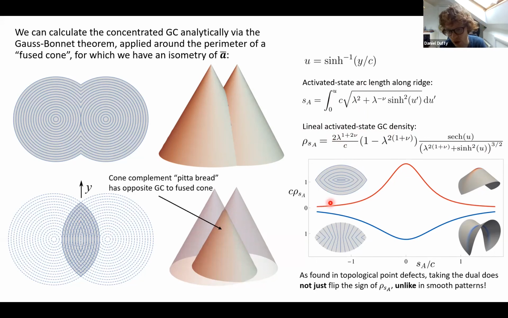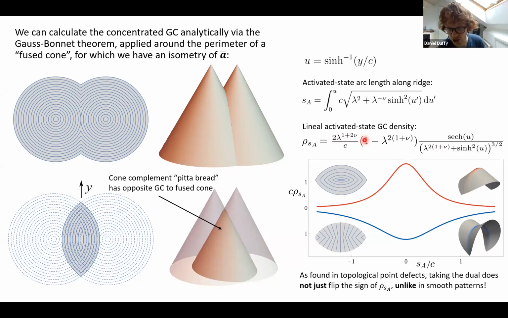And if we plot it for the cone complement, we get this lovely red curve, which qualitatively immediately maps well to what we see in the simulations, in that it's nice and large at the apex and then tails off. And we can also find what this would be for the anti-cone complement, because rotating the director by 90 degrees is equivalent to interchanging lambda and lambda to the minus nu.